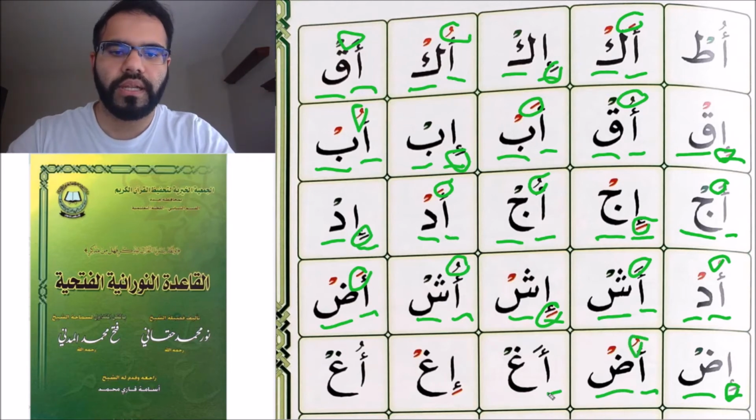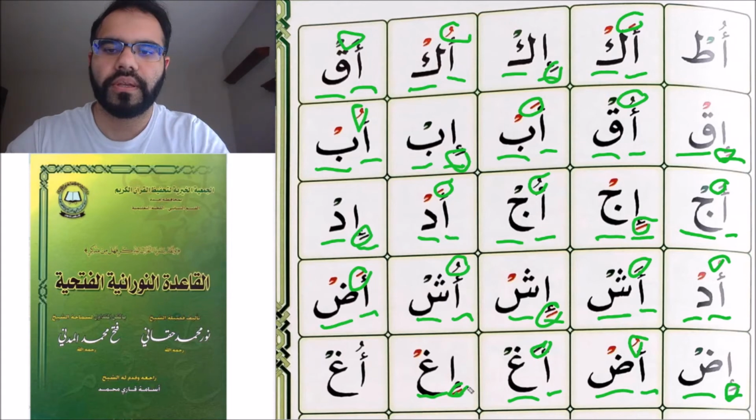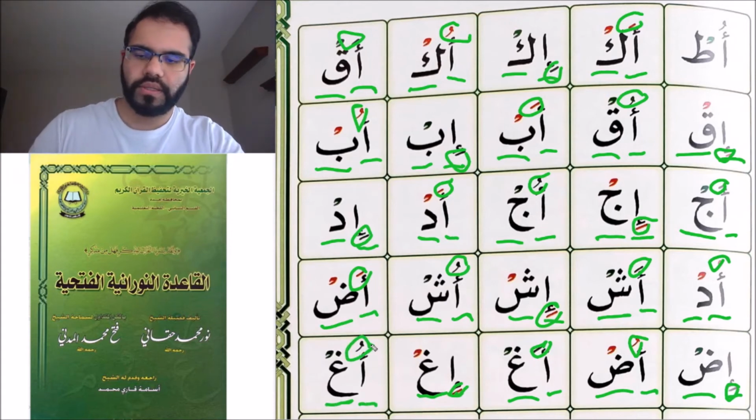Okay. Alif, ghain, fatha, agh. Alif, ghain, kasra, igh. Alif, ghain, dhamma, ugh. Okay, let's move on.